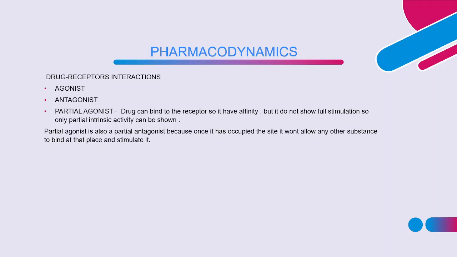Now, why is it also called a partial antagonist? Because once the substance goes and combines to the receptor, it does not allow any other substance, any other enzyme or drug, to take that place again. So it has occupied that place. This is why it is also called a partial antagonist.